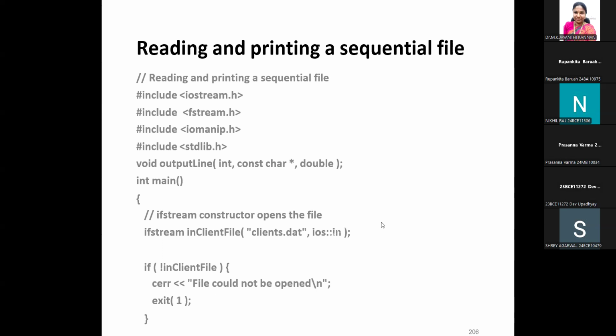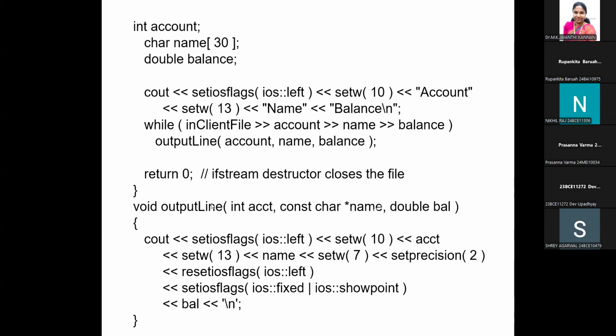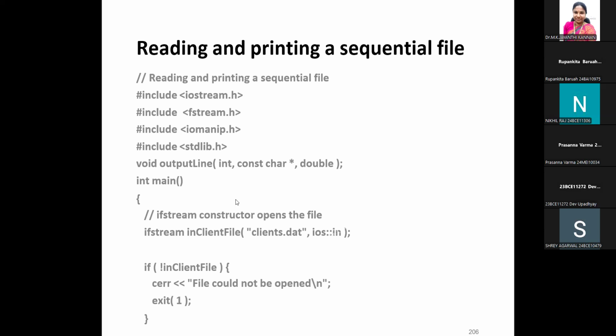Then we have to define the function outputLine. The function void outputLine accesses the account number, name of the customer, and the balance of the customer. These three parameters are the formal arguments. While declaring the function, we are mentioning the actual arguments.